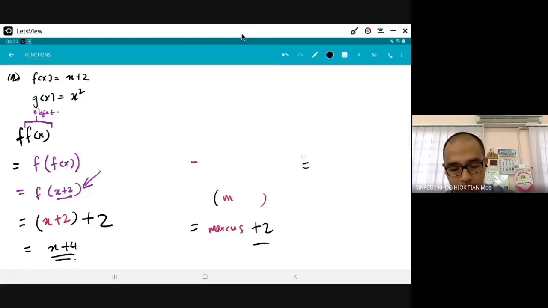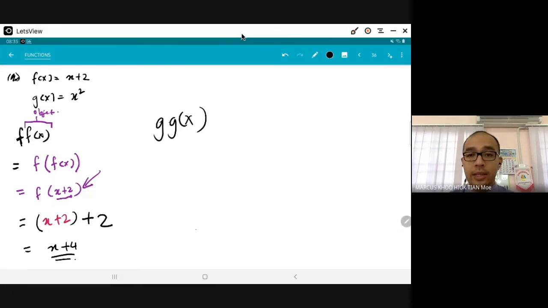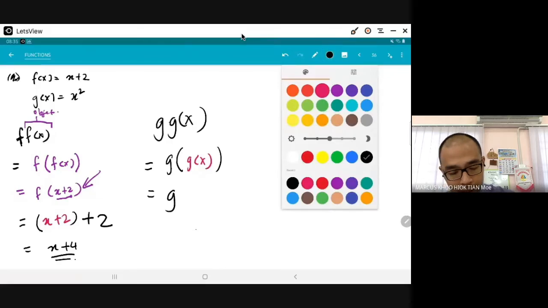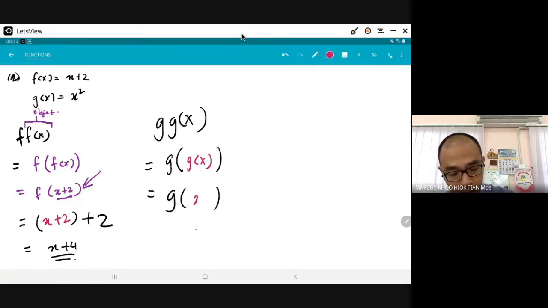Okay, so let's do another composite function. Let's say I want to do g of g of x. As I said before, I can split up the function behind as the object. So, here, g of x. I'm going to change this to red color so that we all can see. The first thing we do is substitute the g of x first. So what do we get? We get g of, what is g of x? g of x is x squared.